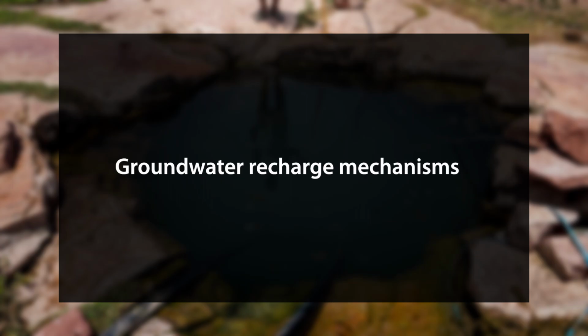Now, let us discuss the groundwater recharge mechanisms. The process of recharge begins with precipitation, that is rain or melting snow. When water hits the land surface, it attempts to soak into the ground. This process is called infiltration. However, not all rain infiltrates. The soil has a specific infiltration capacity, which is the maximum rate at which it can absorb water.